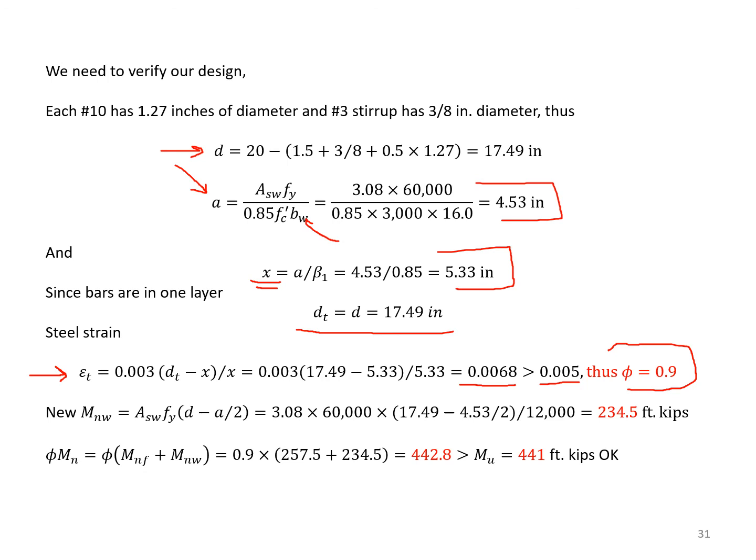Find the new MNW by plugging the correct ASW into the equation. Again, inch-pounds divided by 12,000. So you get 234.5 foot-kips. Add it to MNF, multiply by phi. You come up with the available factored resistance as 442.8, which certainly is larger than the applied moment. Our design is therefore okay.